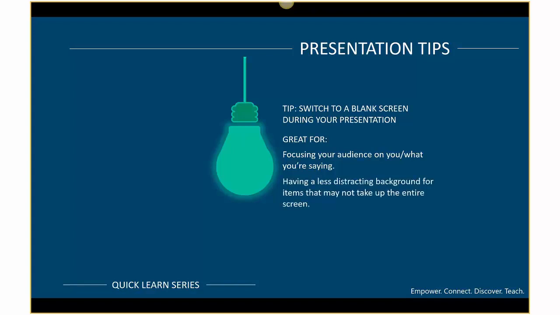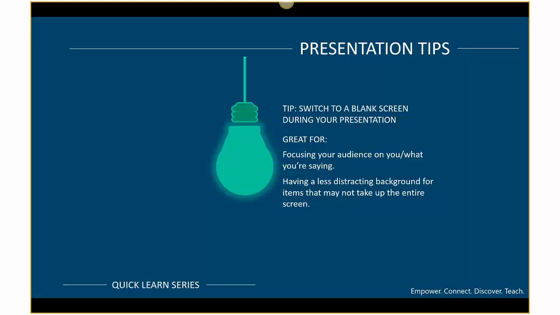It also is helpful to have a less distracting background if you're showing items that may not take up the entire screen. So let me just show you how to do that. Essentially, all you need to do is press the B key to get a blank black background, or the W key to get a blank white background.